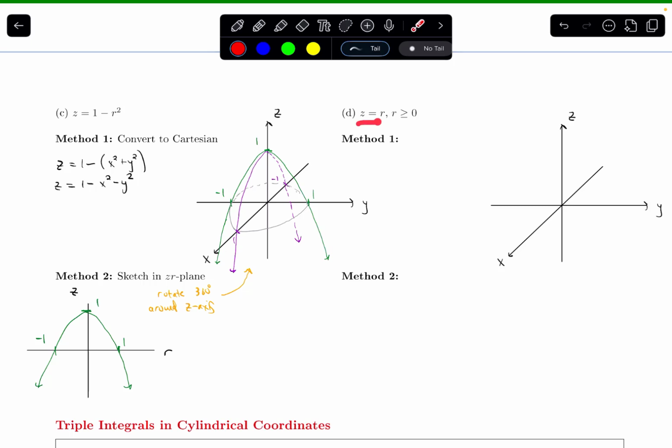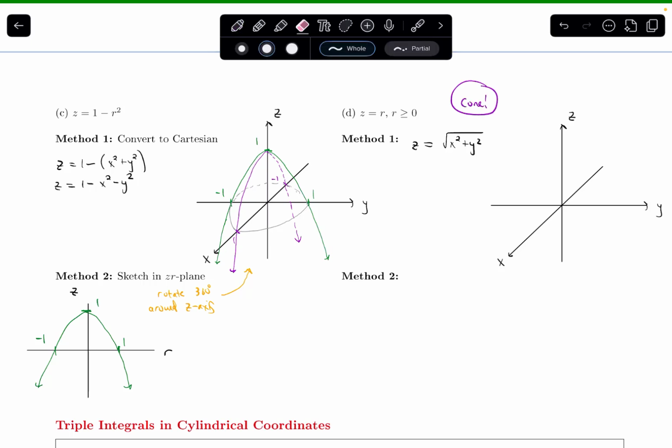What if I have z equals r and r is greater than or equal to 0? So first, let's convert it to Cartesian. So I have z equals, and r squared is x squared plus y squared, so r would be the square root of that, x squared plus y squared. And we might recognize this equation from multivariable calculus. This is a cone.